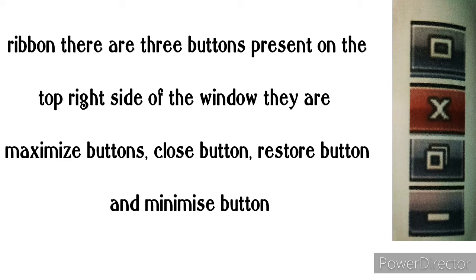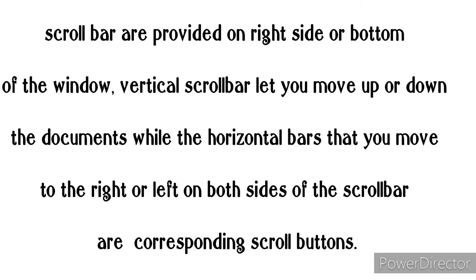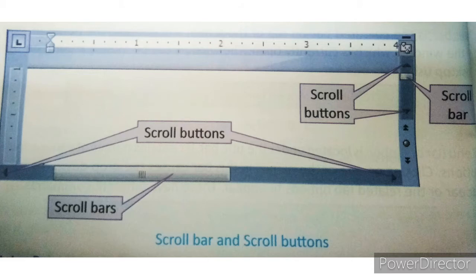Buttons. There are buttons present on the top right side of the window. They are the minimize button, maximize button, restore button and close button. Scroll bars are provided on the right side and bottom of the window. The vertical scroll bar lets you move up and down the document, while the horizontal bar lets you move to the right and left. On both sides of the scroll bar are corresponding scroll buttons.